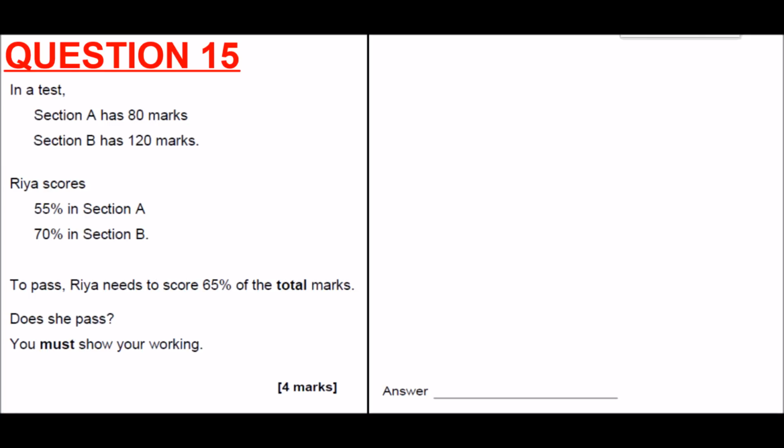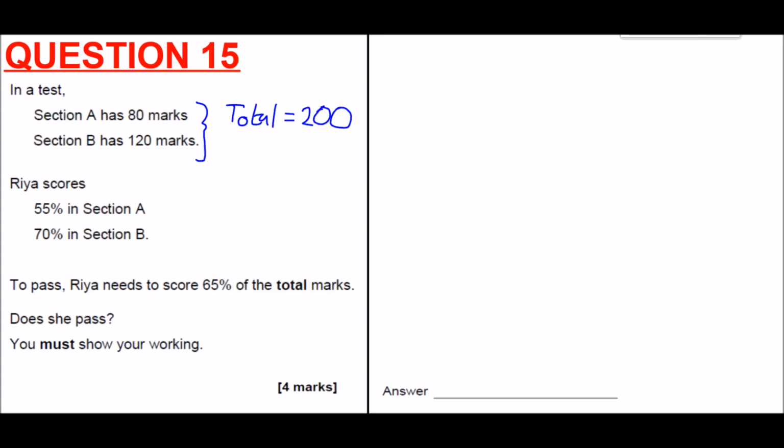Question 15 revolves around a test with 2 different sections. So this test, we've got section A, which has 80 marks, and section B, that's got 120 marks. So the total number of marks combined is 200. So it says Riya scores 55% in section A and 70% in section B.